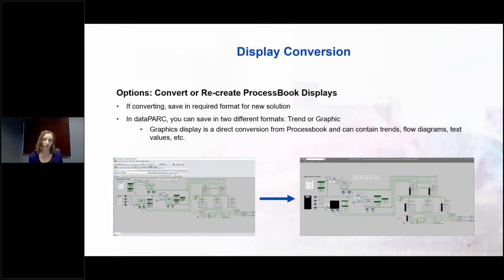Once you've connected to data, the next thing is converting your displays. One option would be to just recreate them entirely. Obviously, that's time consuming, but that might be your only option for certain choices that you make for a new visualization system. Obviously, it'd be better if you could convert your existing displays, and then you'd just have to save them in the new format. In Datapark specifically, we have a few options of display formats we can convert to.